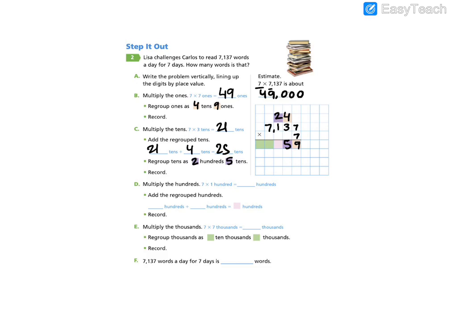We're moving on to the hundreds place now. 7 times 100. 7 times 100 will be 7 hundreds. However, we have our regrouped hundreds. 7 hundreds plus 2 hundreds will equal 9 hundreds. And we have made it to the end. We have our thousands place now. 7 times 7 thousands will equal 49 thousands. That's equal to 4 ten thousands and 9 thousands. So we can record our 4 ten thousands and our 9 thousands in our answer.